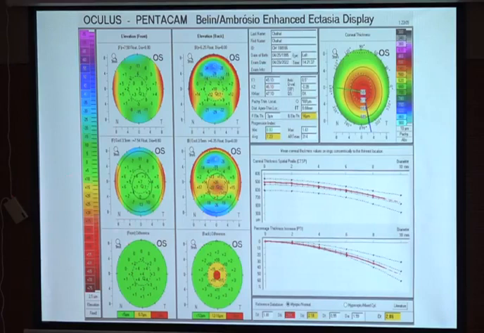So never comment on whether a patient is normal or abnormal without looking at the Belin-Ambrosio map as well as looking at these 5 parameters. These 5 parameters are various indices like deviation from front elevation, back elevation, which have been compared to a normal database and then said to be within 1 or 2 standard deviations of normal. And the combination of these 5 factors is given as the overall D value. So if this overall D value is yellow or red, especially if it's red, that suggests that it's more than 2 standard deviations away from normal and you need to be careful, right?